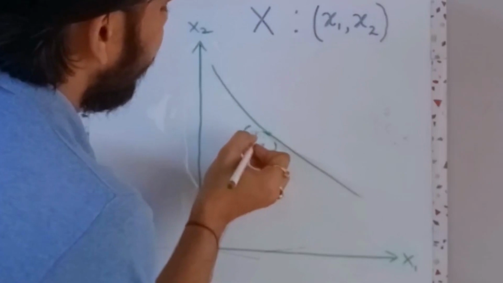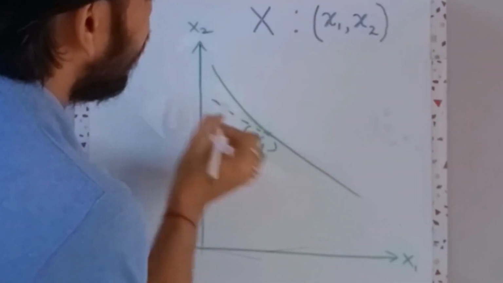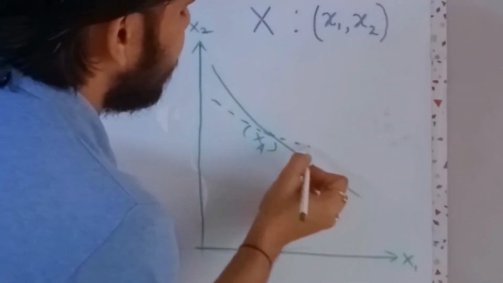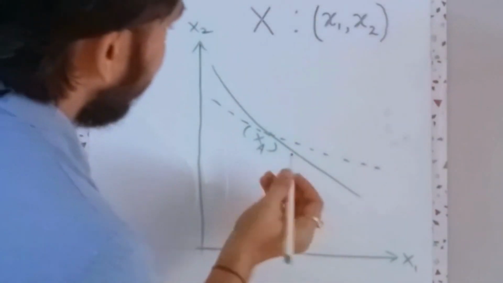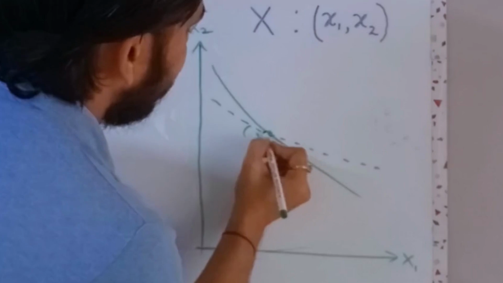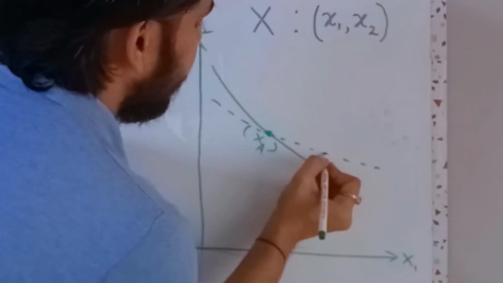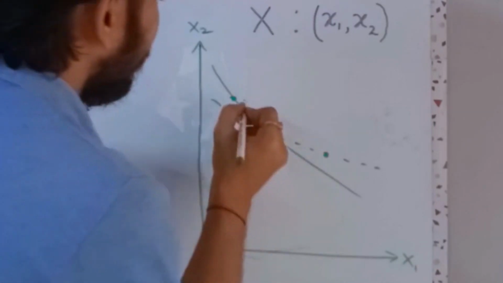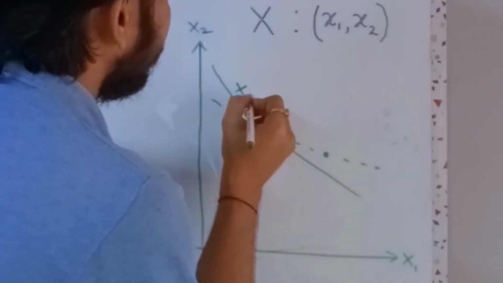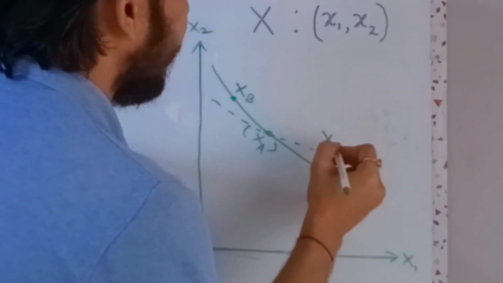So let's just, for the sake of assumption, let's draw another indifference curve through this same consumption bundle. So what will this mean? This will mean that, let's say you have this as a consumption bundle, this as a consumption bundle, and this as a consumption bundle. So this is your XB and this is your XC.